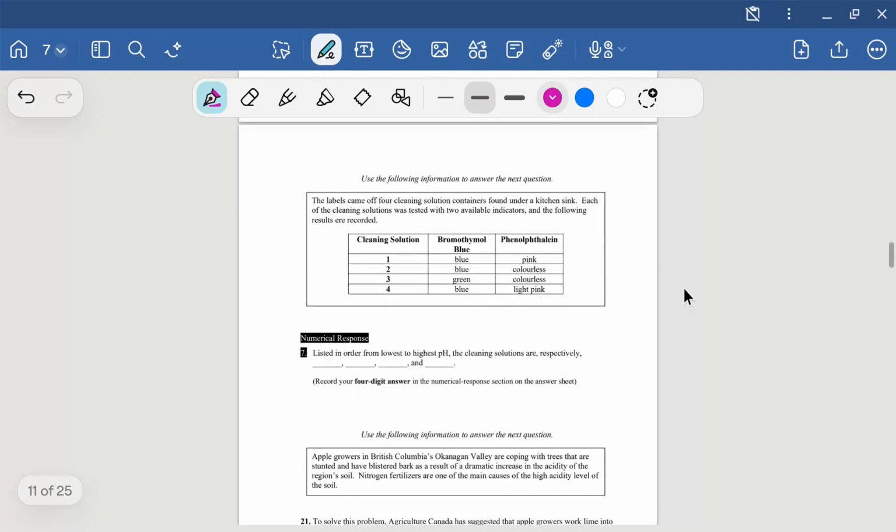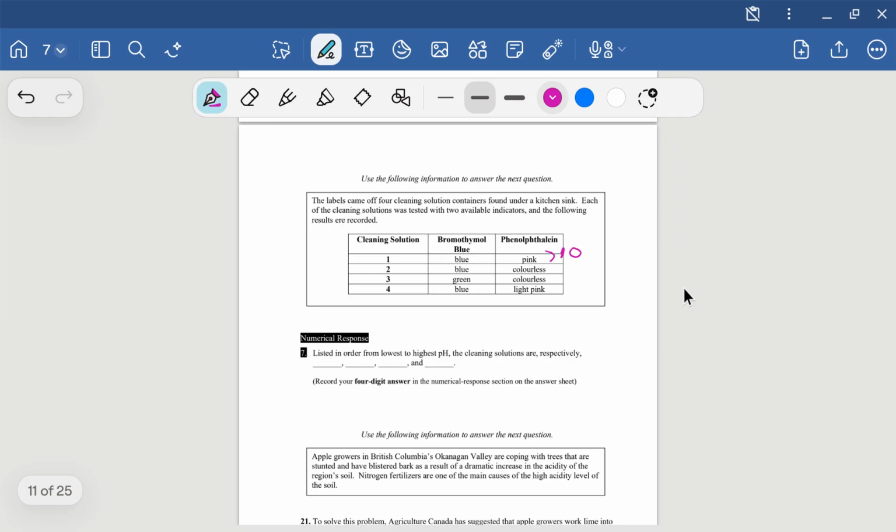Question number 7 of the numerical response. So we're looking to order from lowest pH to highest pH. So you're testing in bromothymol blue and in phenolphthalein. So our first one, if you're blue in phenolphthalein, you're going to be higher than 8.2. And if you're pink, you're higher than 10. So this one just is really telling us that you're higher than 10.